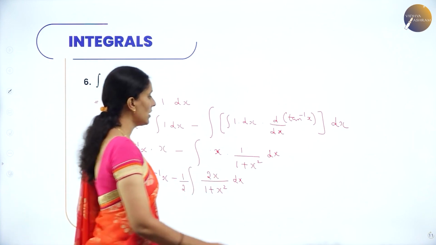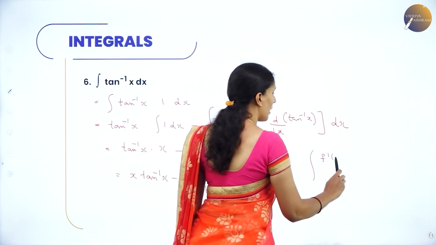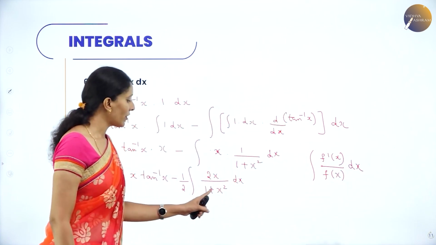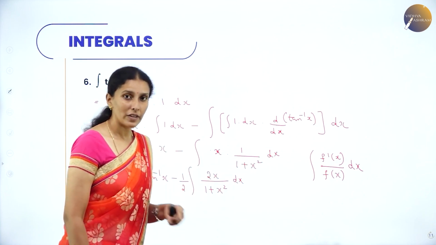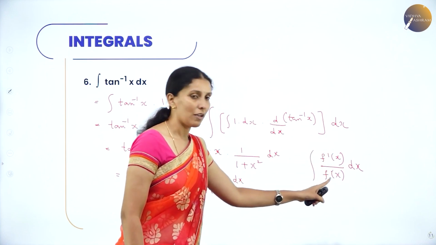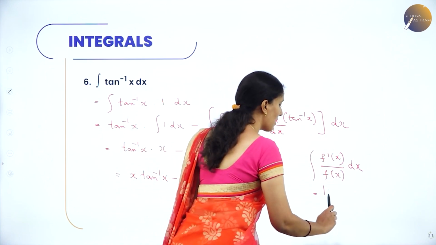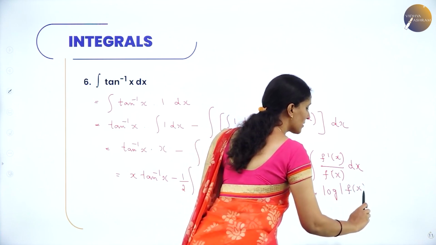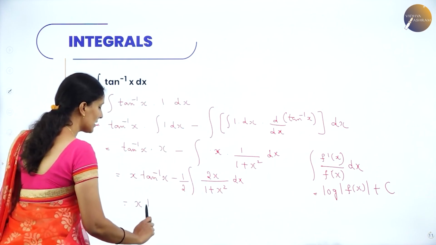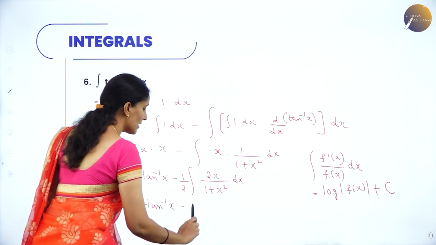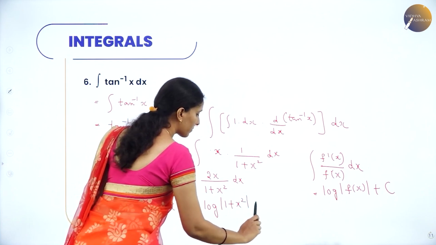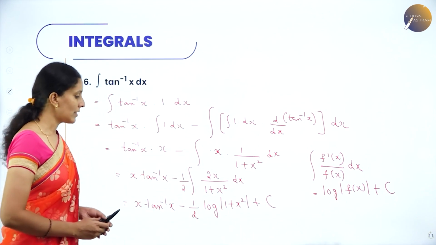So now this function is in the form of integral of f dash of x divided by f of x with respect to dx. See, if f of x is 1 plus x square, what is f dash of x? What is the derivative? It is 2x dx. So this is of the standard form f dash of x by f of x dx. So how can this be written? This can be written as log of f of x plus constant. Which is the standard form we have learned, and hence this can be written as x tan inverse x minus 1 by 2 log of modulus 1 plus x square plus c. So this is the answer.